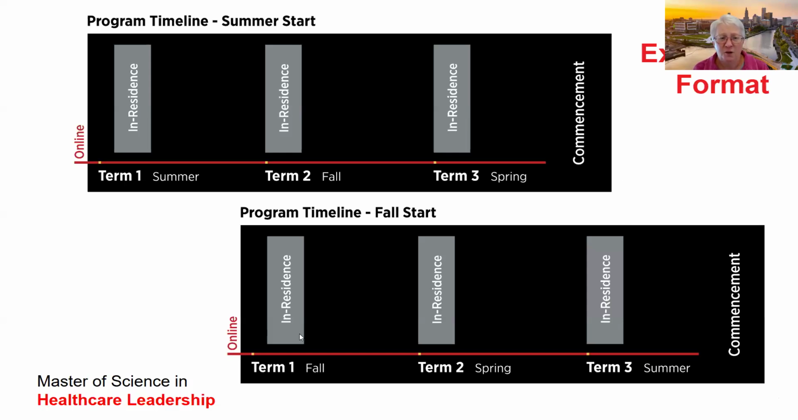If you start in the fall, a similar pattern applies, but you finish in the summer term, which means you wrap up the program in about August, and your degree would be conferred by the university in October of that year, and you would be invited to commencement ceremonies the following year. So that's how the timelines work.